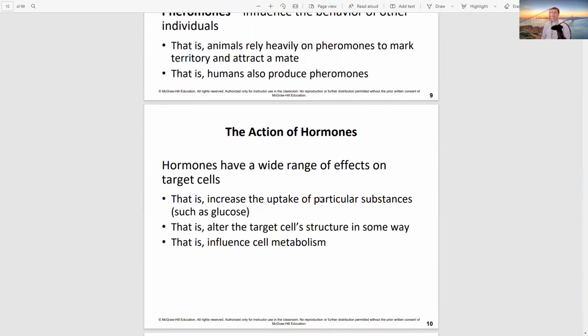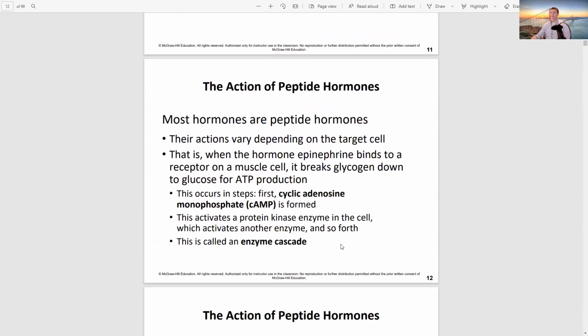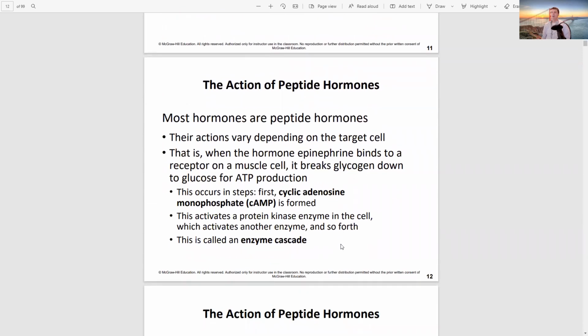They increase the uptake of a particular substance, such as glucose. They can alter the target cell structure in some way, and they can influence cell metabolism. So peptide hormones are peptides or proteins, glycoproteins, and modified amino acids. Growth hormone is a protein produced and secreted by the anterior pituitary. We have steroid hormones, which are derived from cholesterol. All have the same complex of 4 carbon rings. Most hormones are peptide hormones, and their actions vary depending on the target cell.